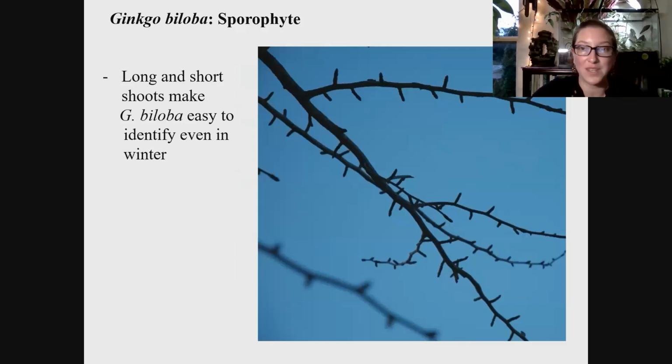What's cool about this is that because of these long and short shoots, even in wintertime when the plants don't have any leaves on them, it's super easy to identify ginkgo. I can see a tree two blocks away and know that it's a ginkgo tree because of this peg-like look to the branches, because it makes them very easy to identify in wintertime.